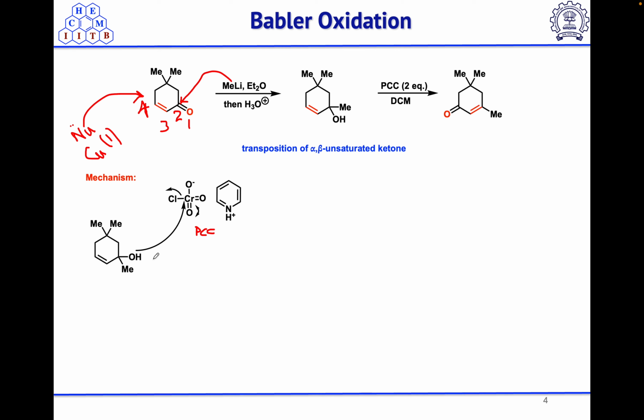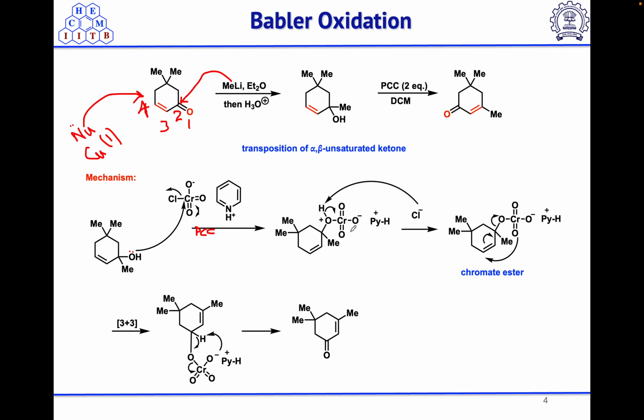So first, what will happen? The alcohol lone pair will attack this chromium, then this chlorine will leave, and you will get this type of intermediate. This oxygen is bonded to chromium and has a positive charge. Now this chloride ion, Cl minus, will extract this proton, and it will release HCl.